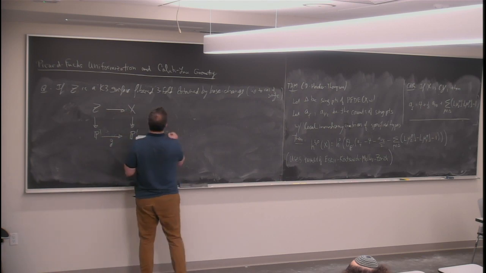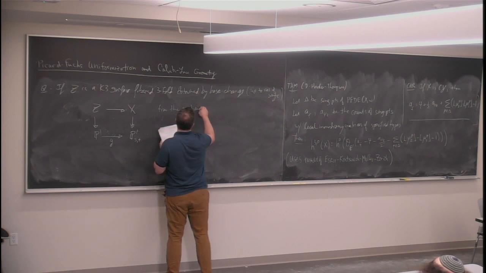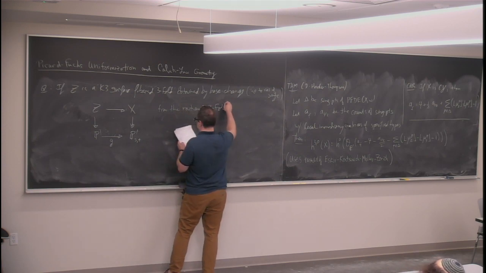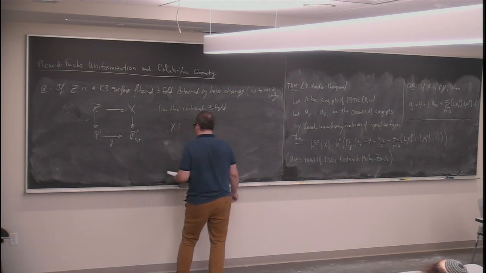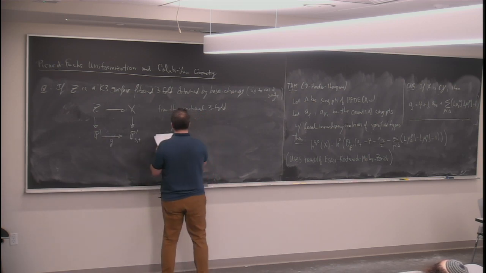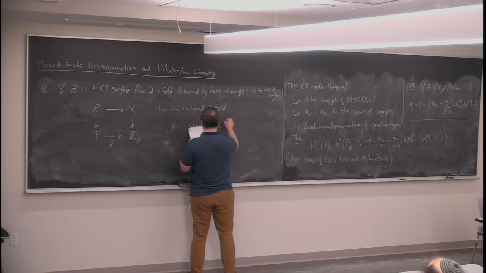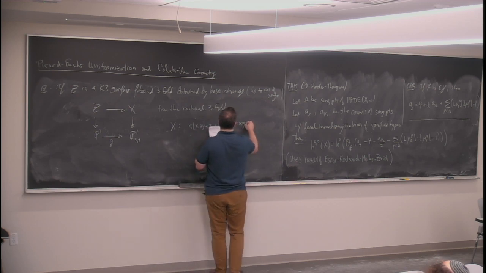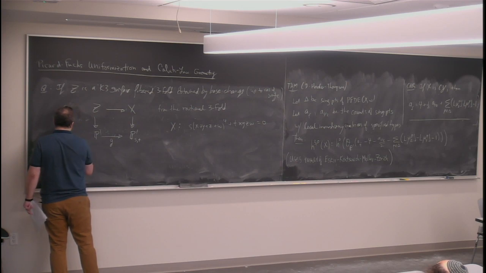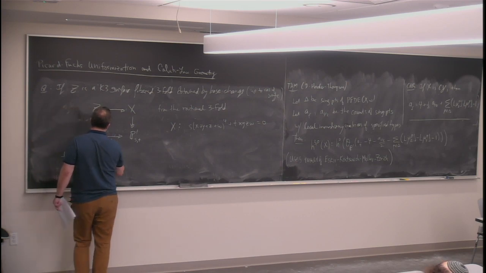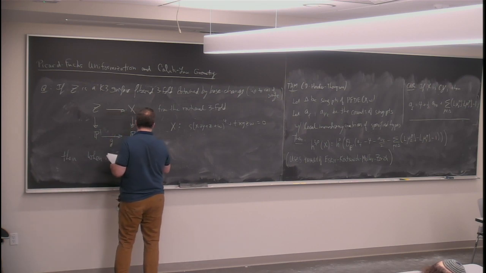So base change from the rational threefold X that I erased somewhere over here, but I'll write it again: S times (X plus Y plus Z plus W) to the fourth plus T X Y Z W equals 0. Then when is Z a Calabi-Yau threefold?